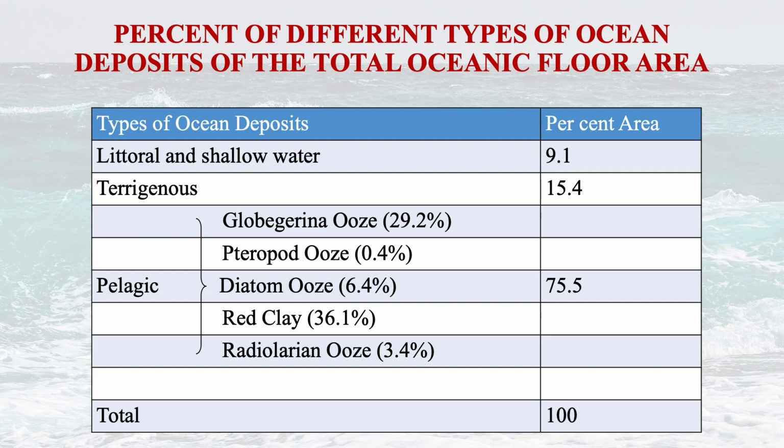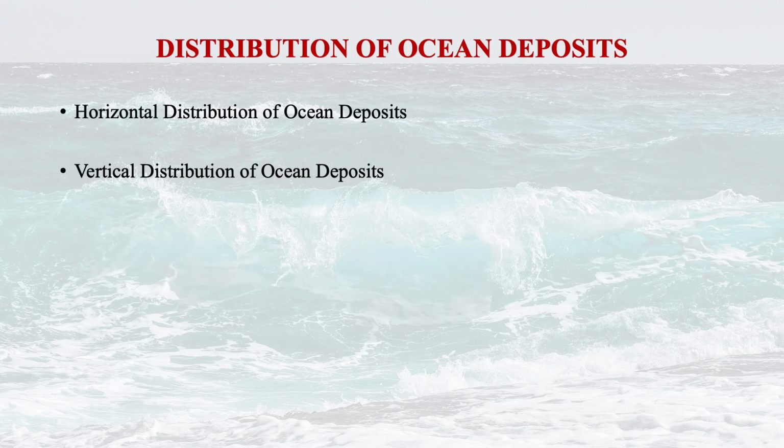Now let us study the horizontal and vertical distribution of ocean deposits. Since the ocean is a three-dimensional body, in the previous video programs we studied the horizontal and vertical distribution of other properties of the oceans like temperature, salinity, etc. So it is also worthwhile to study the distribution of ocean deposits in terms of horizontal and vertical distribution.